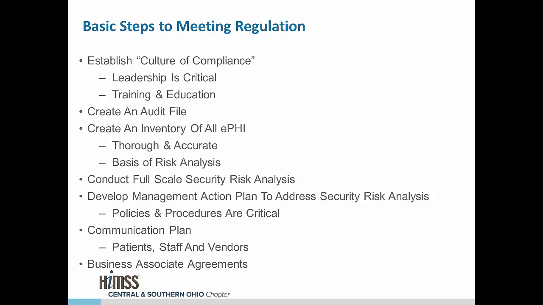You develop a management action plan to address that. Make sure you've got the right policies and procedures. Have a communication plan with your patients, your staff, and your vendors. It's important patients realize there are areas they're allowed to be in and areas they should not be in. The same thing goes with vendors, and staff need to understand the appropriate use and also that they're empowered to stop somebody. And then finally, make sure your business associate agreements are up to date and current.